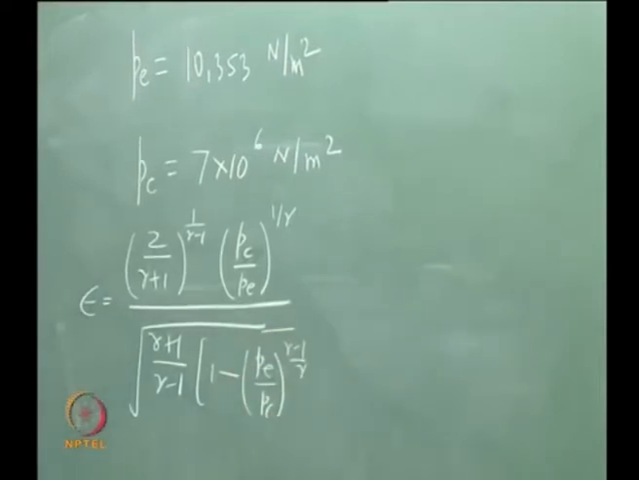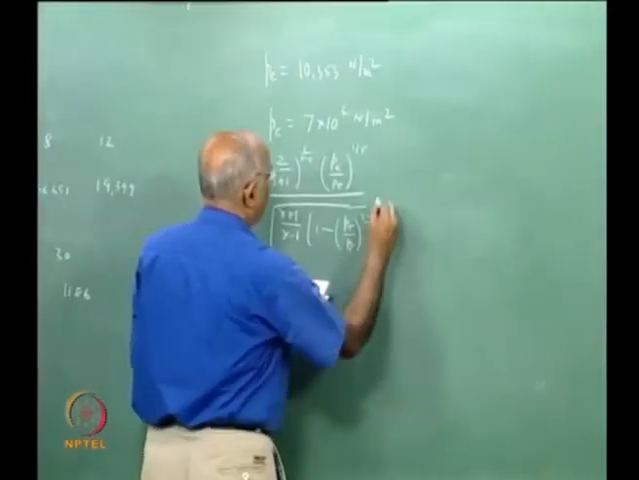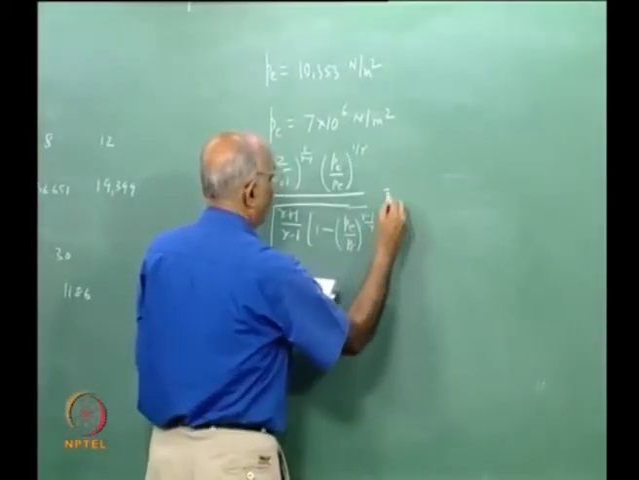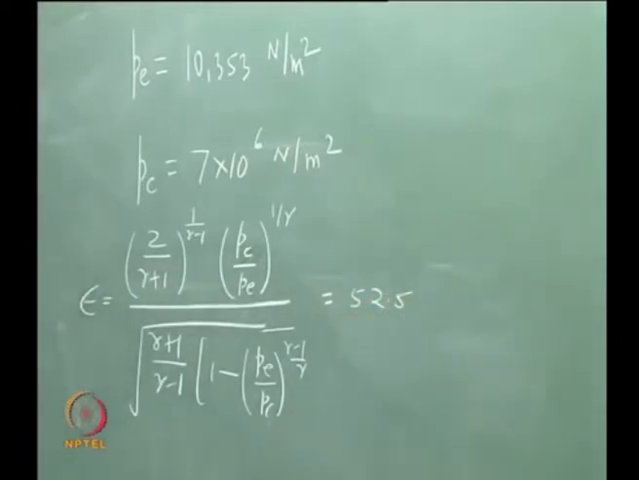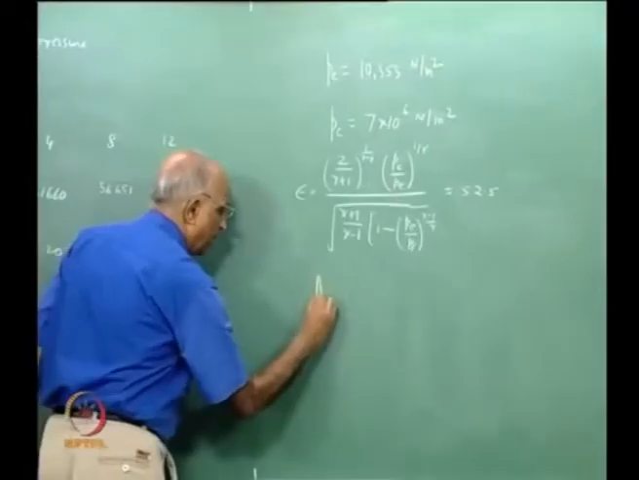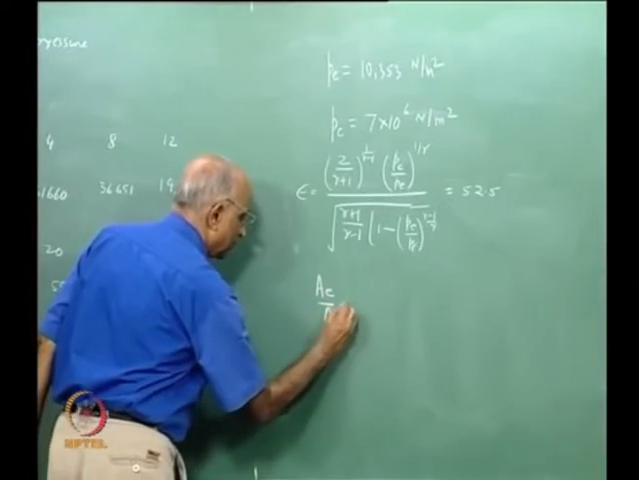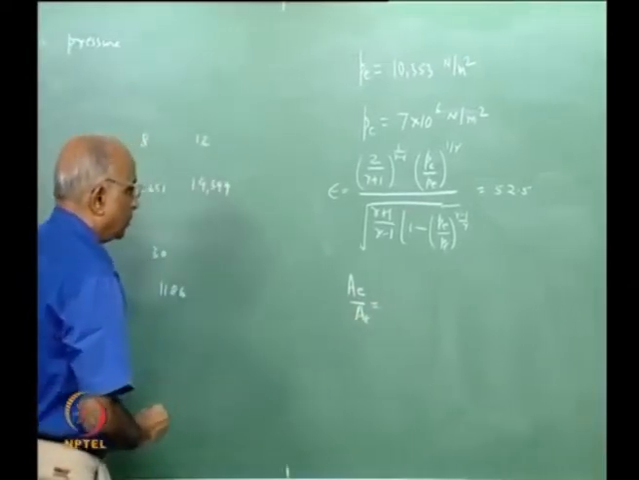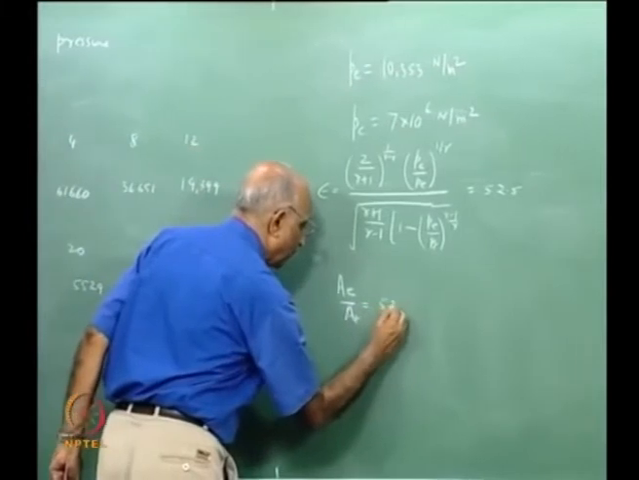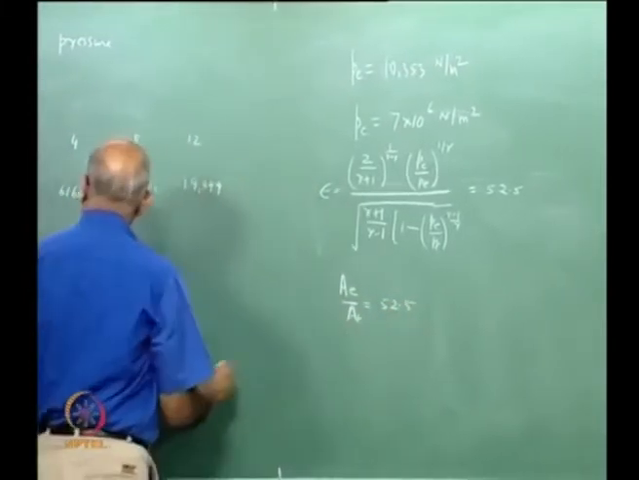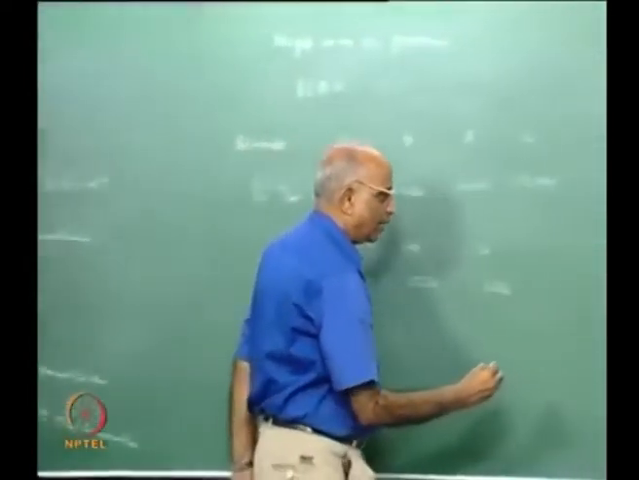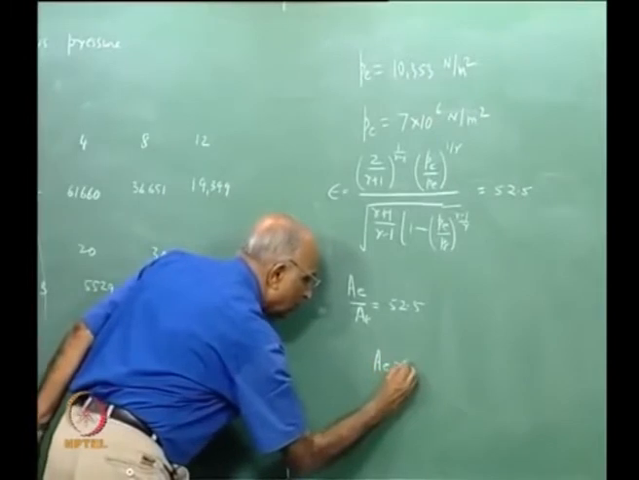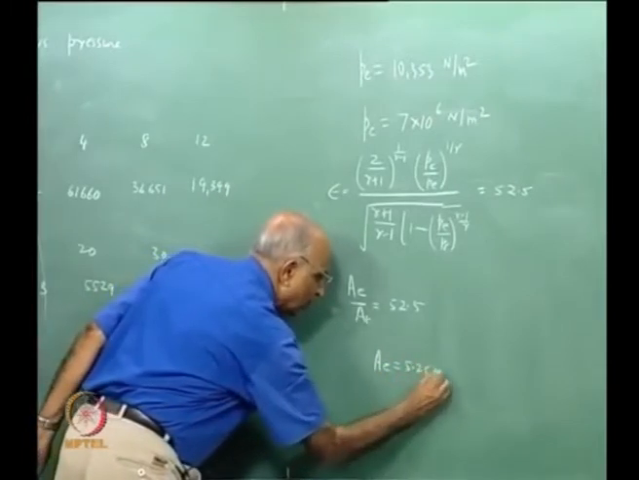You substitute the values, you get the value as equal to 52.5. Area ratio of the nozzle is therefore 52.5. The value of the exit area, AE by AT, is equal to 52.5, or rather AT is given to you as 0.1 meter square, therefore the value of AE is 5.25 meter square.